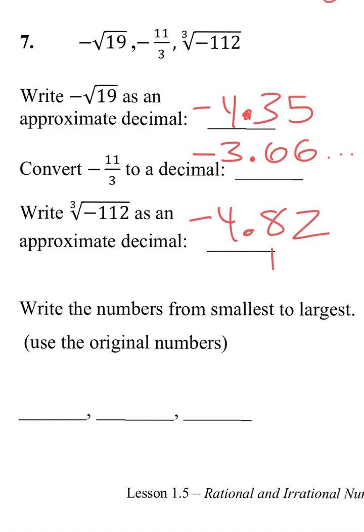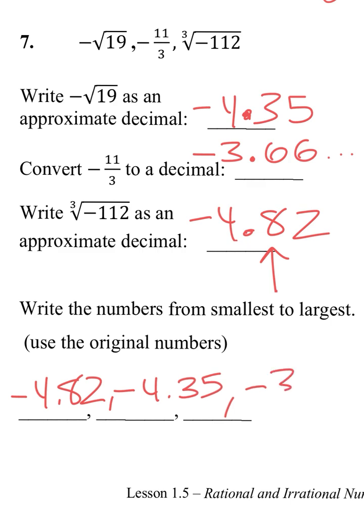So let's take a look at the tenths place. So looking at the tenths place, what number is larger, 3 or 8? 8 is larger. Therefore, since we're dealing with negative numbers, that number is farther away from 0, so it is actually smaller. So the smallest of all of these is negative 4.82. After that, you've got negative 4.35. Okay, and the largest of all of these negative numbers is negative 3.66 because it's actually closer to 0.